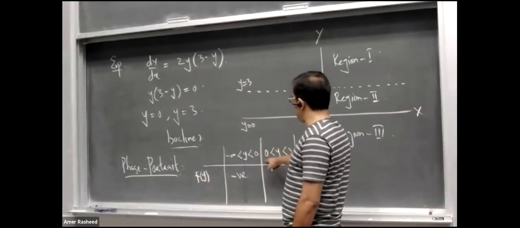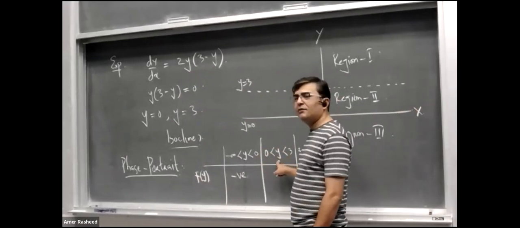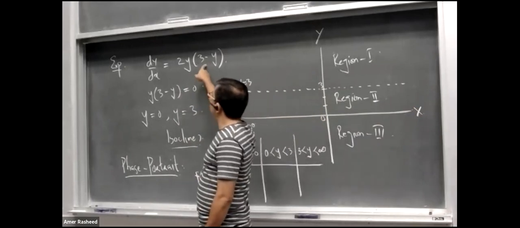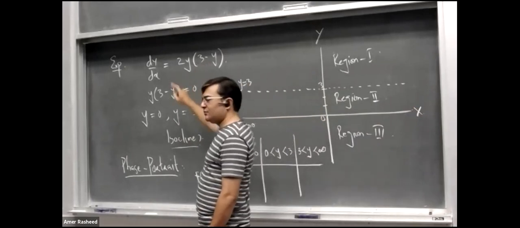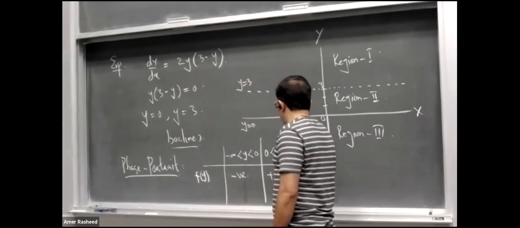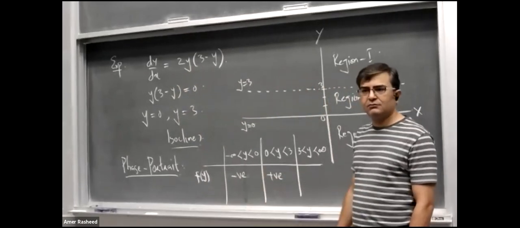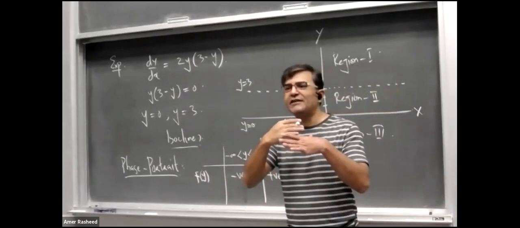In the second region, you choose any one value. You choose 1, maybe. You get positive here, you get positive here. So here, the behavior of the solution is positive. Means the slope or the gradient is increasing.